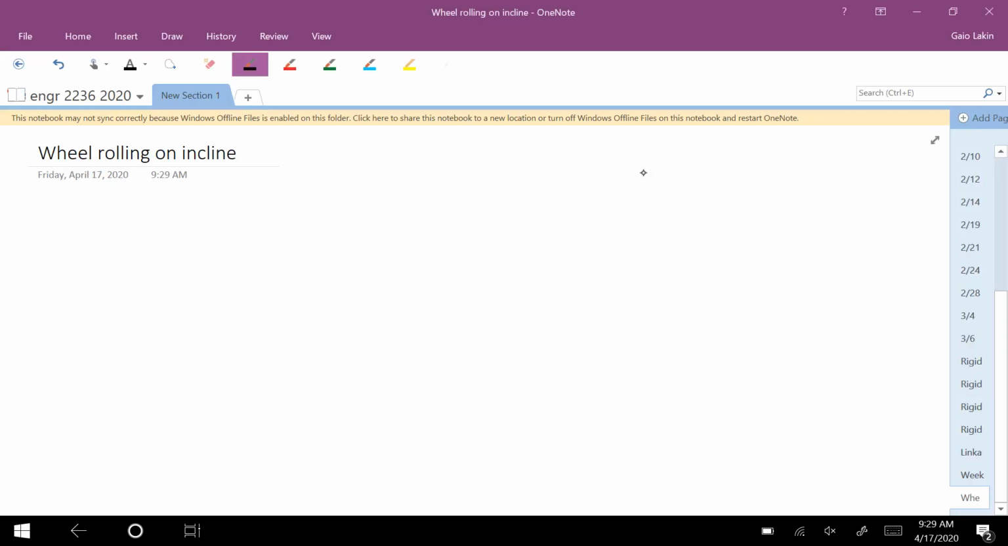Okay, this is an example of a wheel rolling down an incline. You'll definitely find this useful for the rolling problem on the weekly assignment.